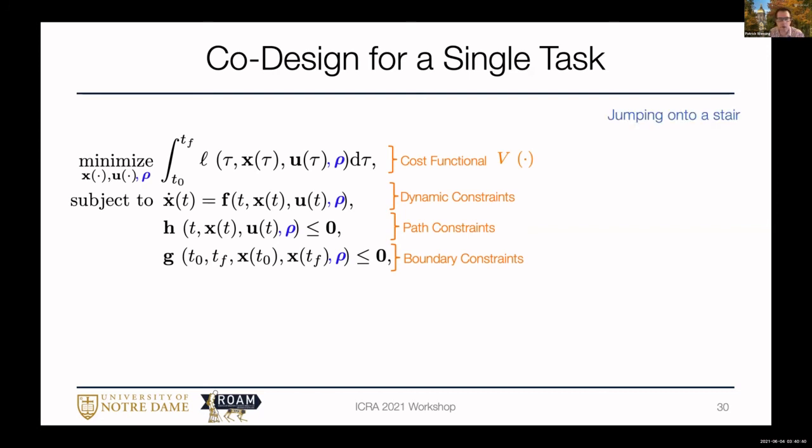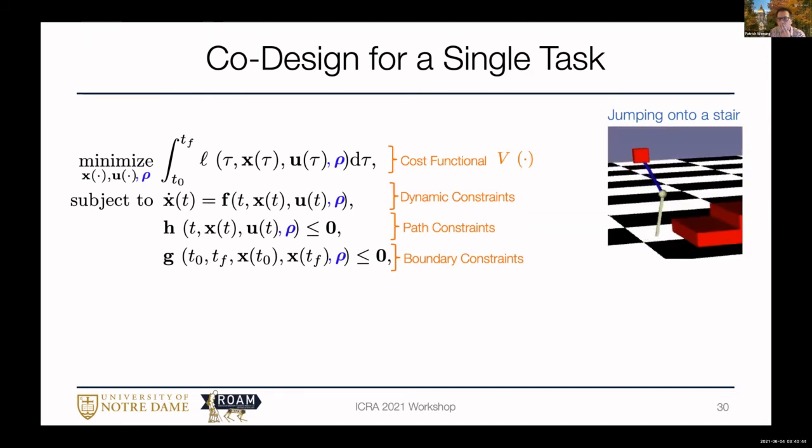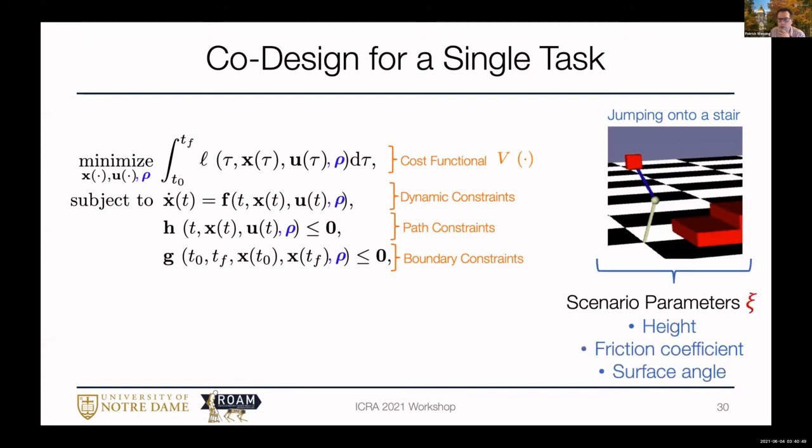But we can add these design variables, rho, into the problem without much issue. So now let's think, if we want to design a robot for jumping on a stair, right? If we were to do that, we might parameterize this problem by a couple of values. So maybe the height of the stair, the friction coefficient, the surface angle, and the costs and the constraints, and all the different parts of the problem would be dependent on those parameters. And so if we wanted to design a robot that could jump up one set of stairs, this would be a reasonable way to go about it. But we don't just want to jump up one set of stairs. We want robots to be able to handle multiple different types of environments.